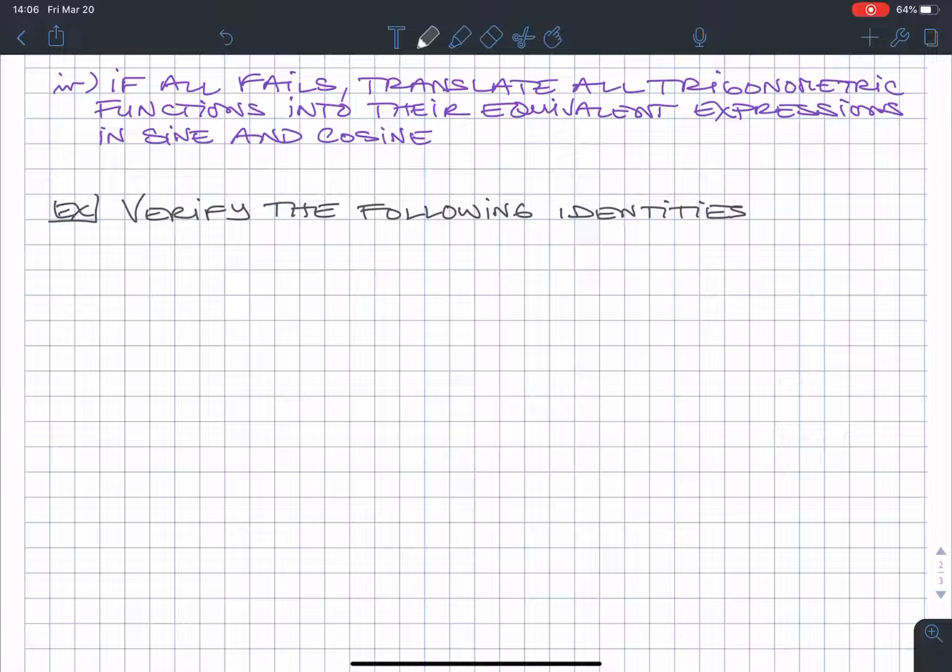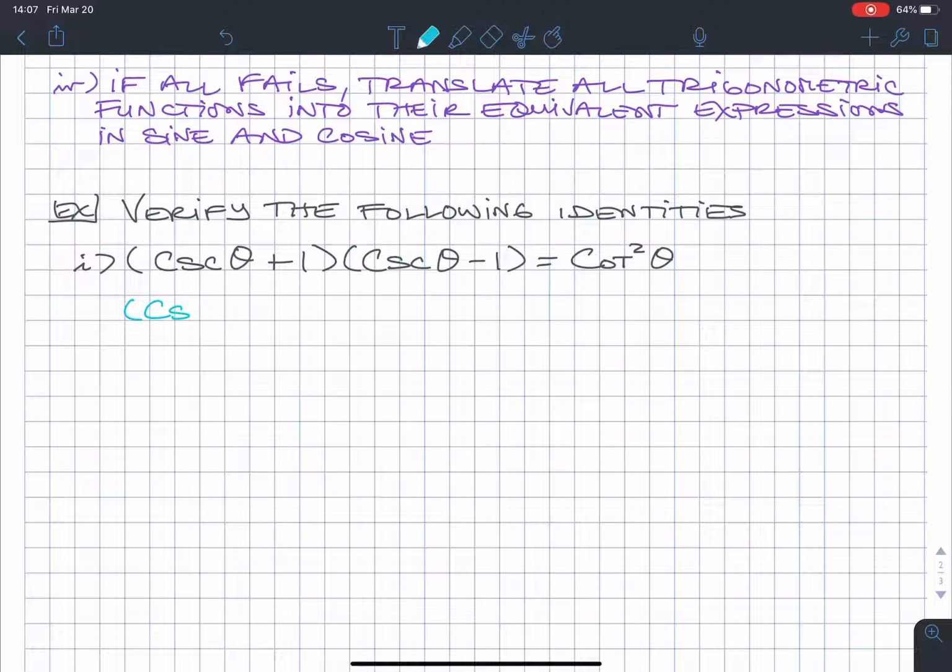Okay, so number 1, let's say we have quantity cosecant of theta plus 1 times the quantity cosecant of theta minus 1 is equal to cotangent squared of theta. It appears to me that the left-hand side is the more complicated side, so I'm going to start there. So rewriting, I'll have cosecant of theta plus 1 times the quantity cosecant of theta minus 1, and I'm not going to set it equal to the right-hand side because I don't know that it's equal to the right-hand side. I have to show that.